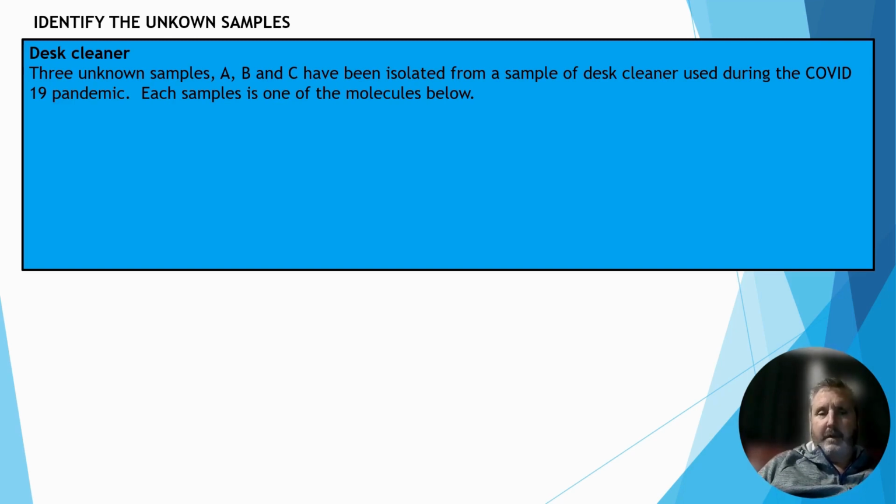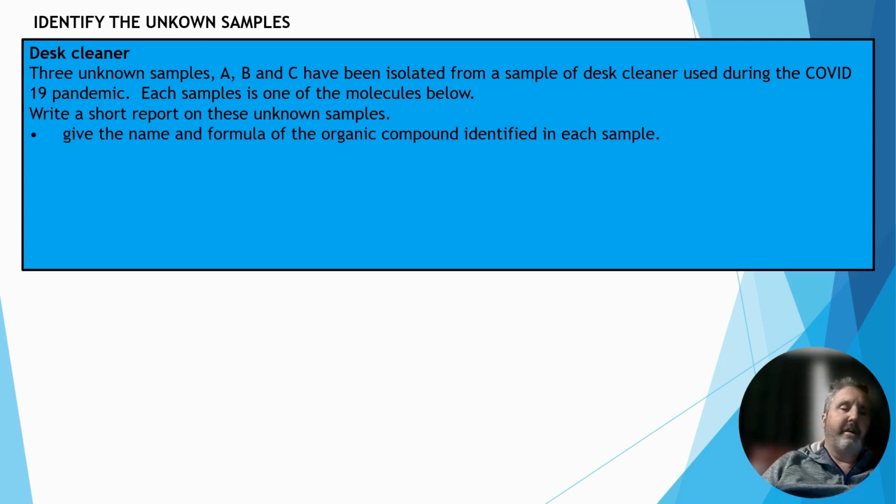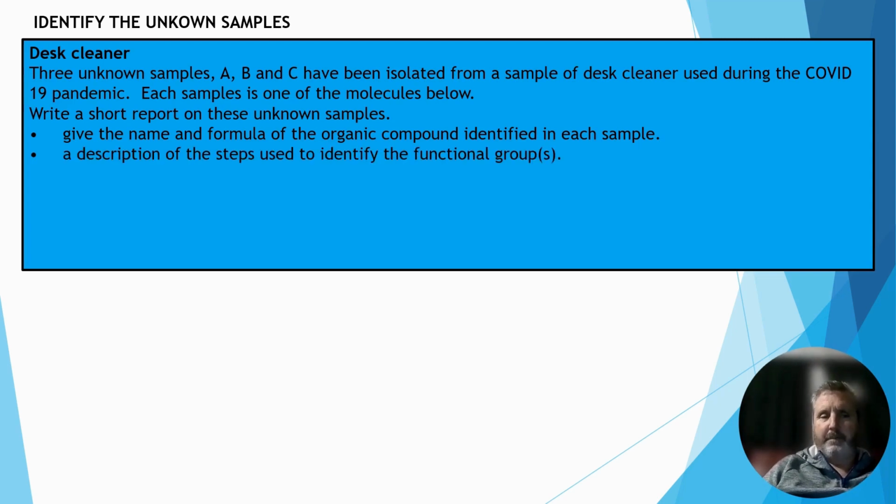But what we need to know first is we need to write a short report about these. And in our report, we need to include the following things. We need to give the name and the formula of each of the 3 organic compounds we have identified from the 6. We need a description of how we identified them, that is, what practical tests we did in the lab to identify what the functional groups were and hence what the molecules were.